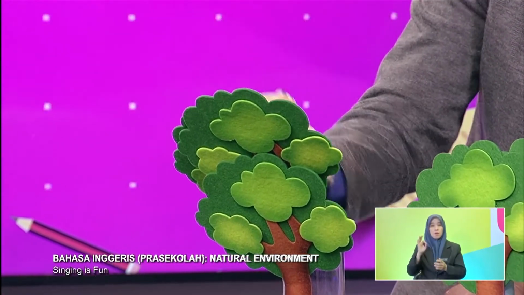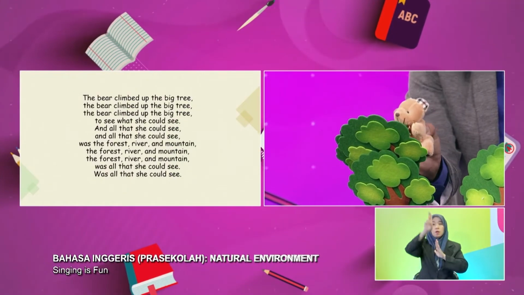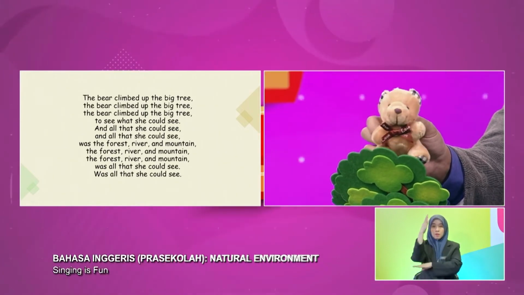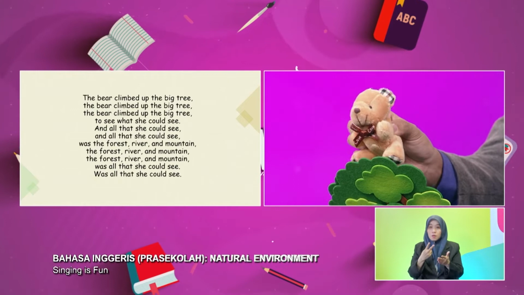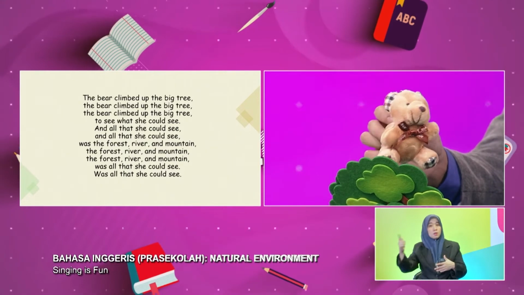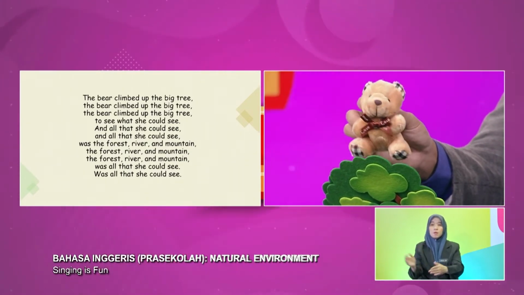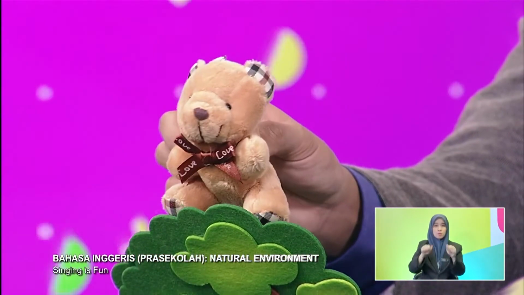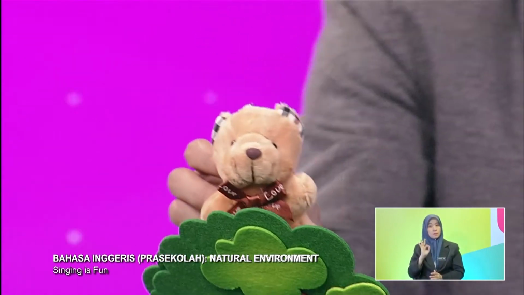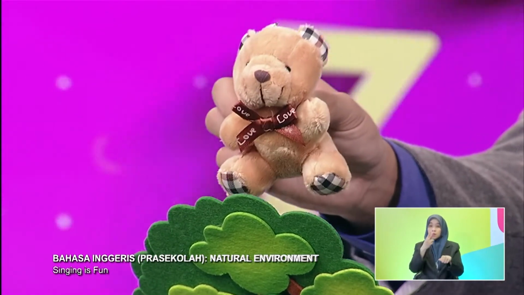The bear climbed up the big tree. The bear climbed up the big tree to see what he could see. And all that she could see was the other side of the forest, river and mountain. Okay. And the bear only see the forest. Where's the forest? This is the forest, yes, teacher. Yes, the river. This is the river and the mountain was all that she could see.